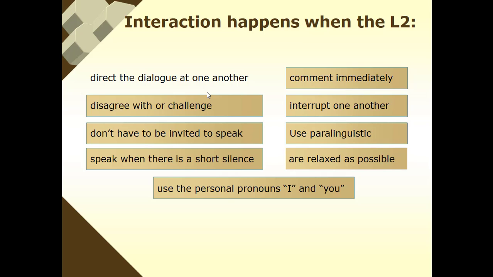And inside this interaction, you're going to see that there are going to be comments which are going to be done immediately, right? So, for example, if I ask you a question right now, you're going to answer it. So that is going to be an immediate comment. Also, there is going to be another kind of interaction that is related to disagreeing with or challenging, right? So, challenge. Example, there's going to be a quiz at the end of the session.